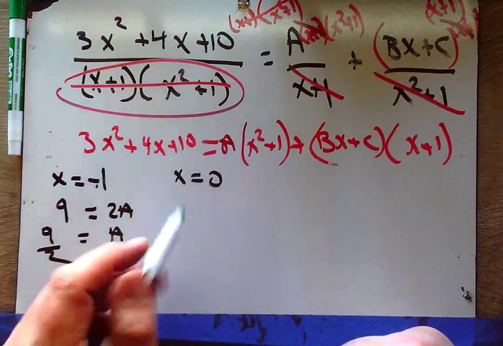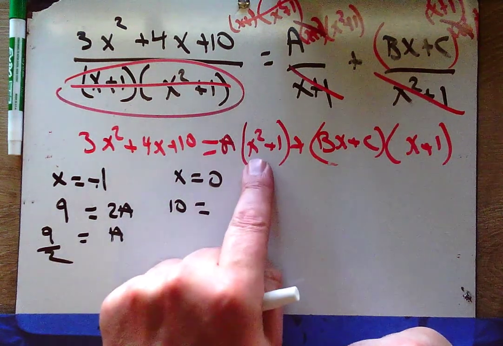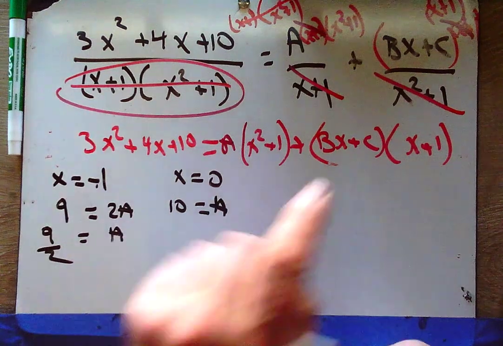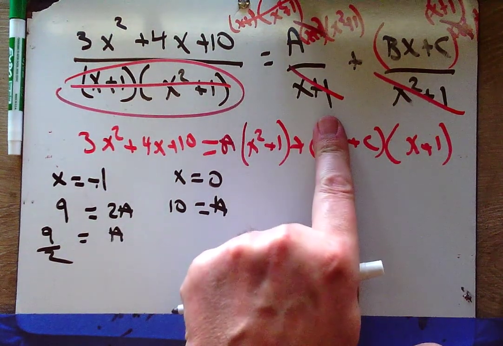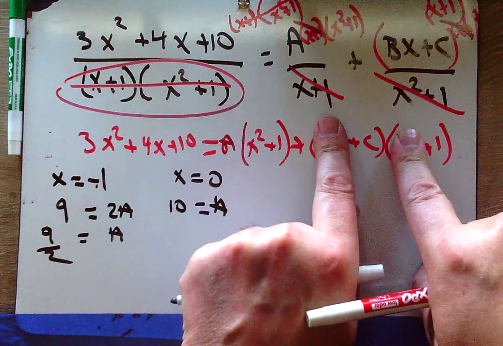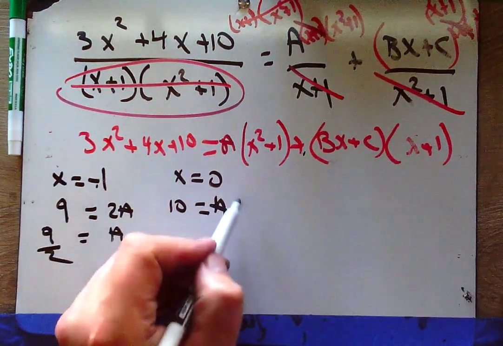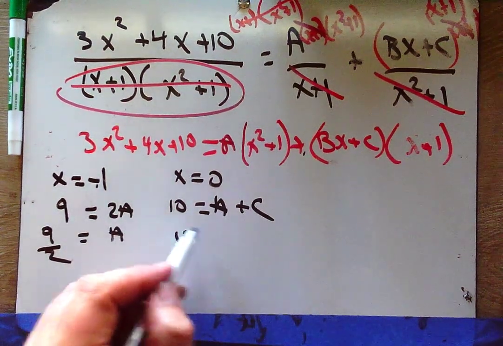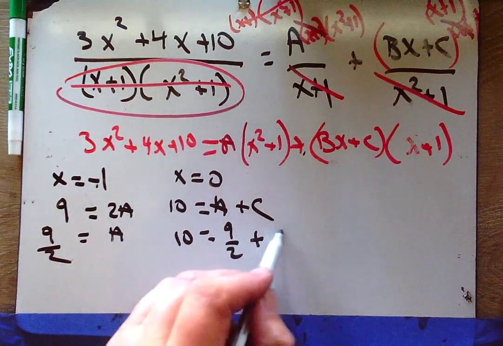We also said magic number x equals 0. 0, 0, I got 10. 0 plus 1 is 1. 1 times a. 0 makes that disappear. 0 makes that disappear. And we just have c times 1. And don't forget that plus sign. All right, well, we know what a is. 10 equals 9/2 plus c.